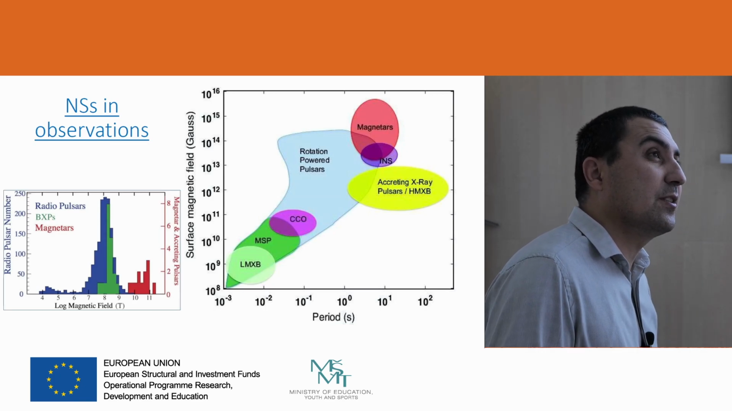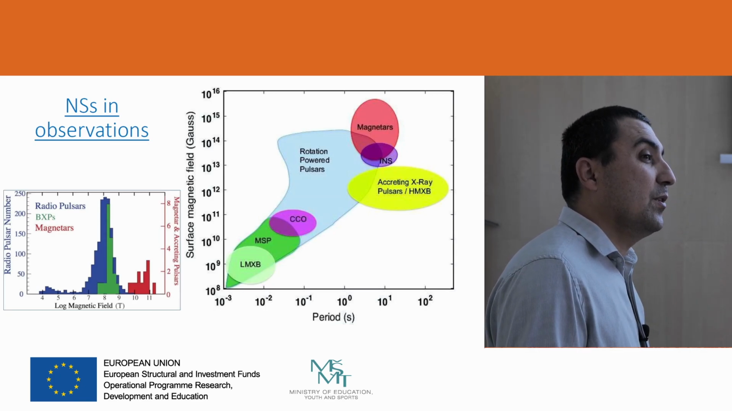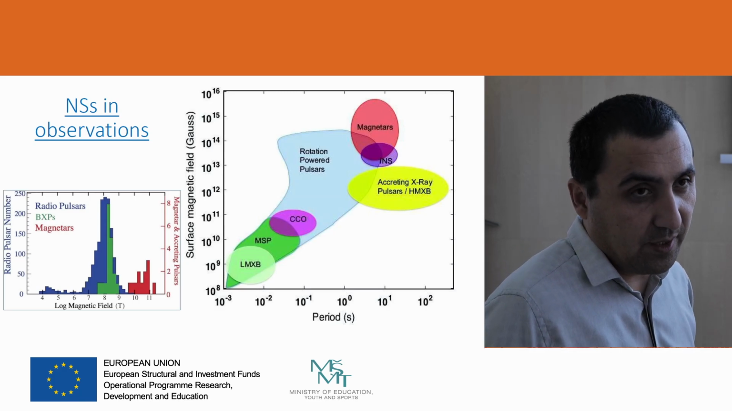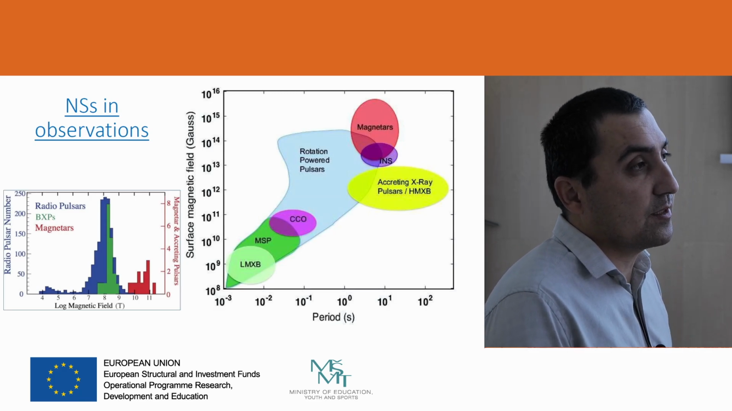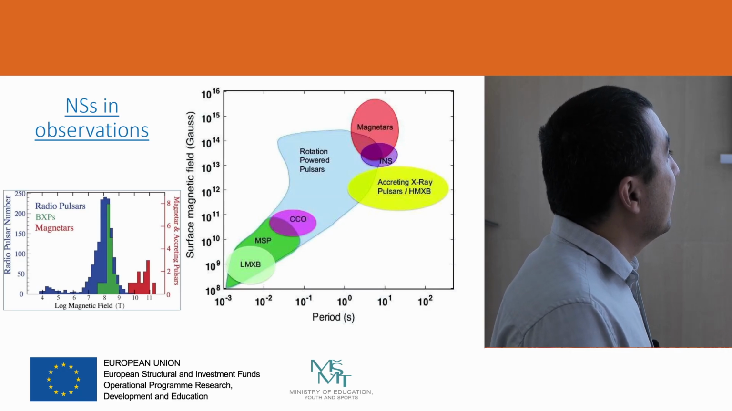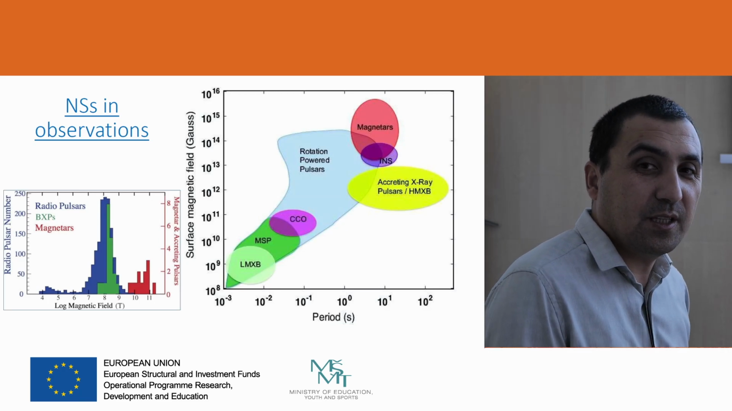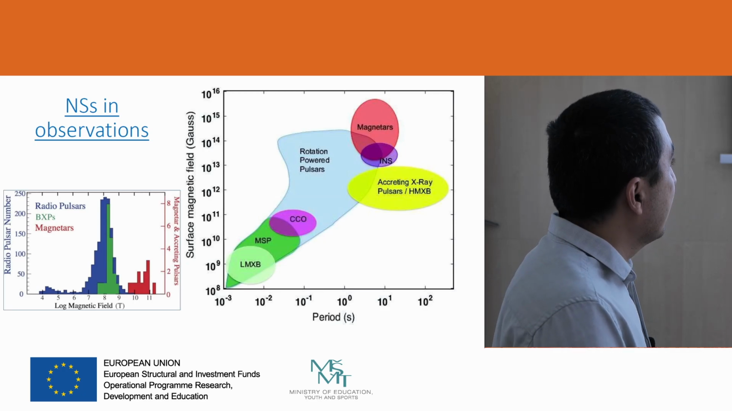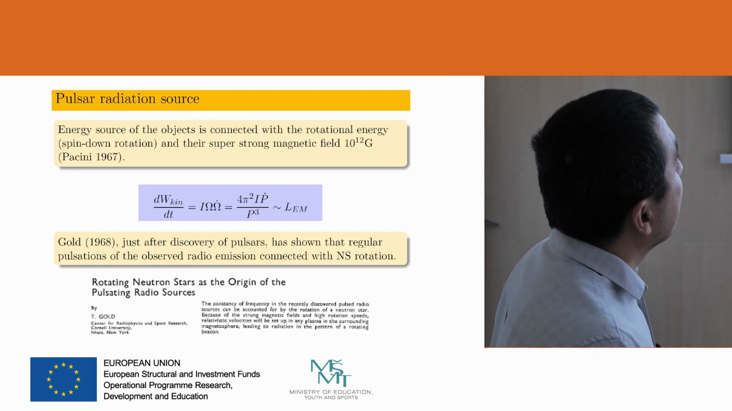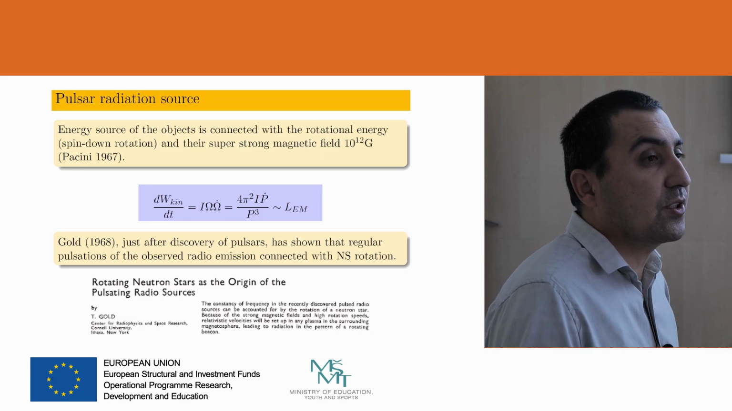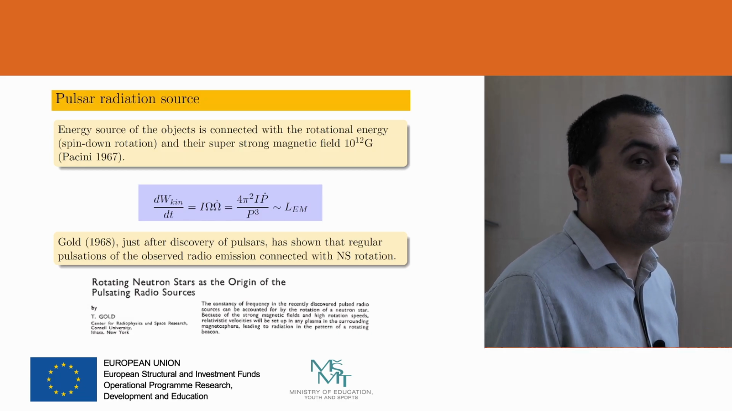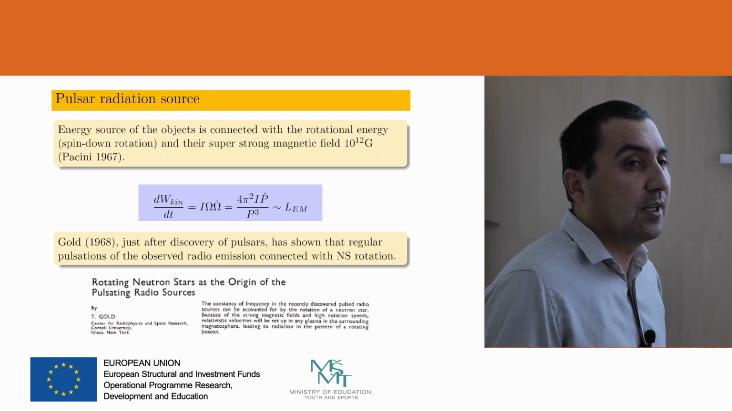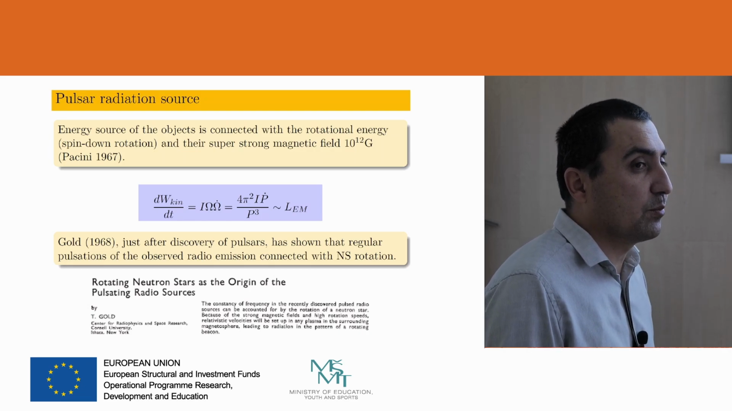Up to now, more than 2,500 millisecond pulsars have been observed, and about 50 magnetars are observed, but still the energetic source of pulsars is under question. It's not a completely solved problem.